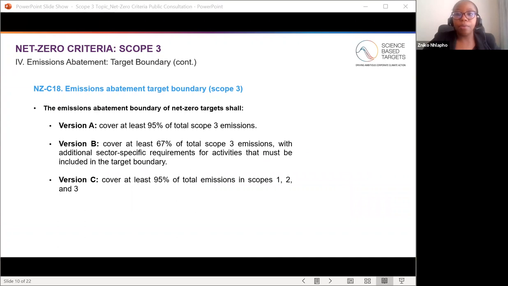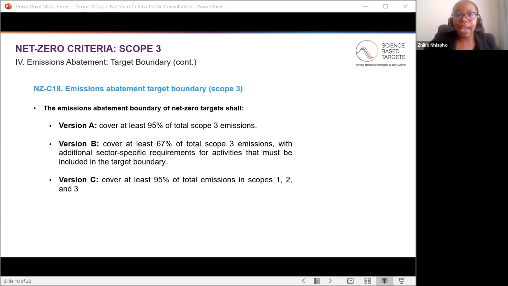Moving along to Criterion 18, which speaks of emissions abatement target boundary, specifically the emissions abatement boundary of net zero targets. So three different options have been presented here around the boundary. There's version A, version B, and version C.